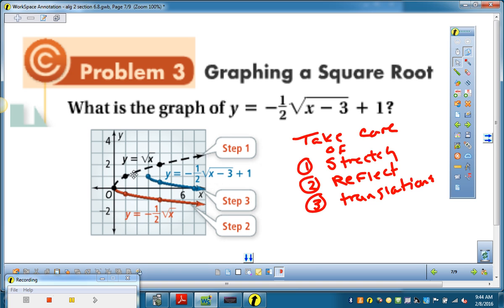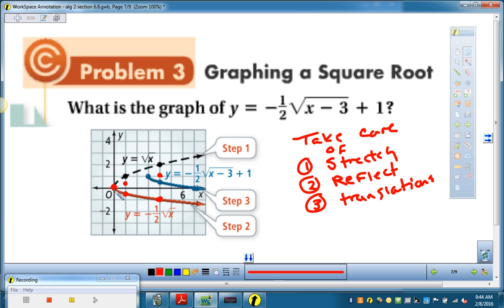So here's the original, the square root of x. What does the negative do? Reflects it over the x. What's the 1/2 do? There's our vertical compression. So I would first do that vertical compression, and I would take each of my key points and multiply them by 1/2. So 0 times 1/2 is still 0. 1 times 1/2 is 1/2, and 2 times 1/2 is 1. And then I would reflect those 3 points across the x-axis. And that's what they have here, here, and here.